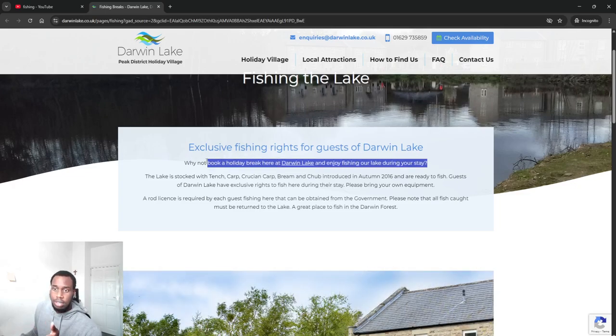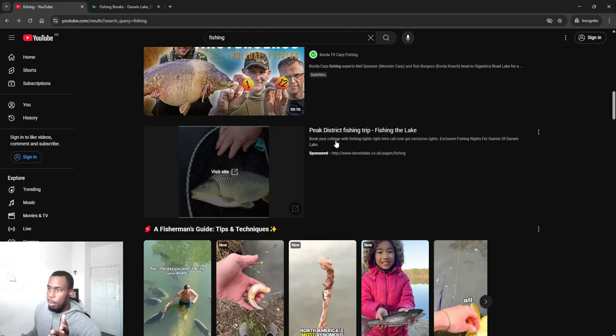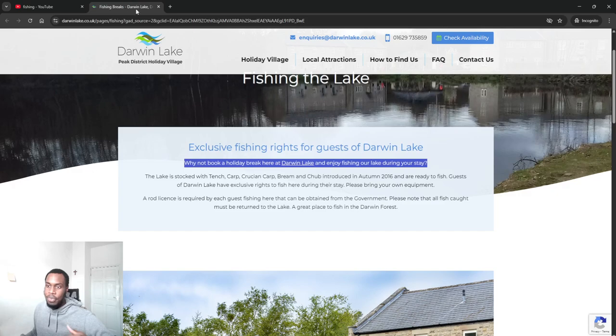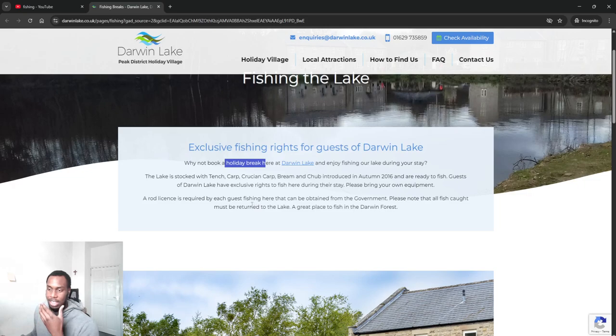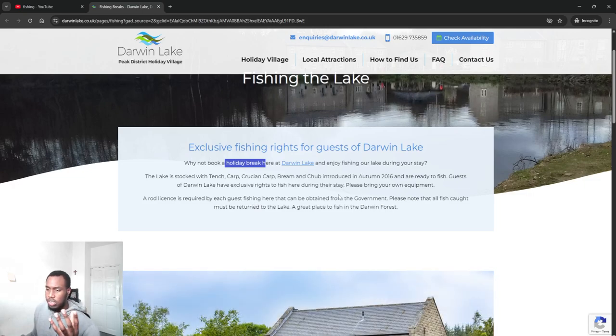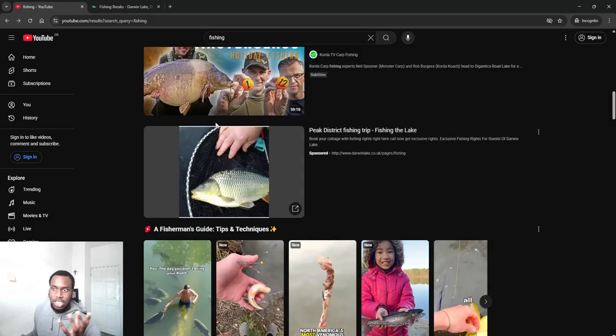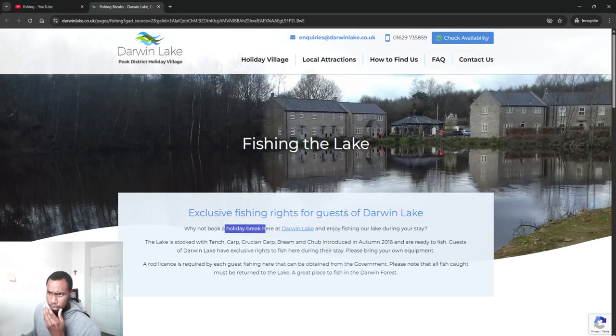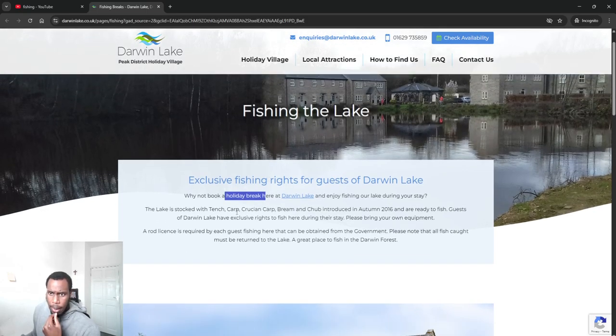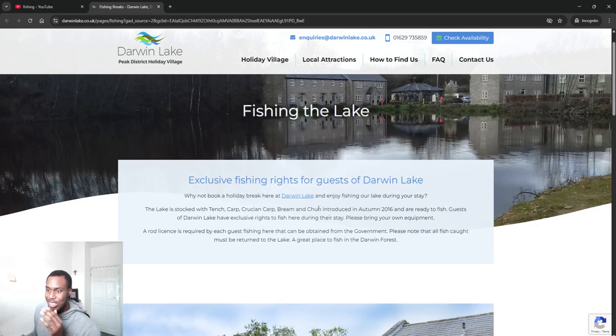I think, to be honest, this first sentence would have been better served here because it speaks to an outcome, it speaks to a benefit, which is a holiday break. And yeah, that sentence makes a lot more sense. It's a lot more clear to me what they're actually offering inside of this. And then the lake is stocked with the tench carp. Oh, this just sounds like different types of fish to me.